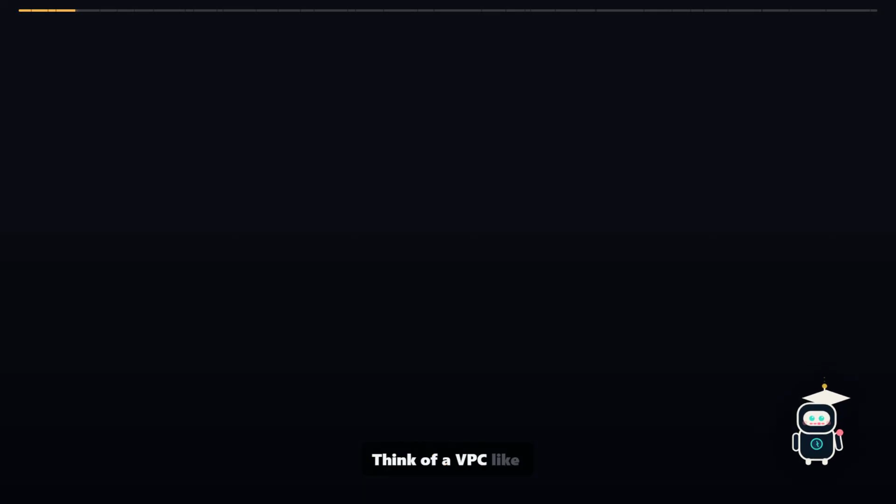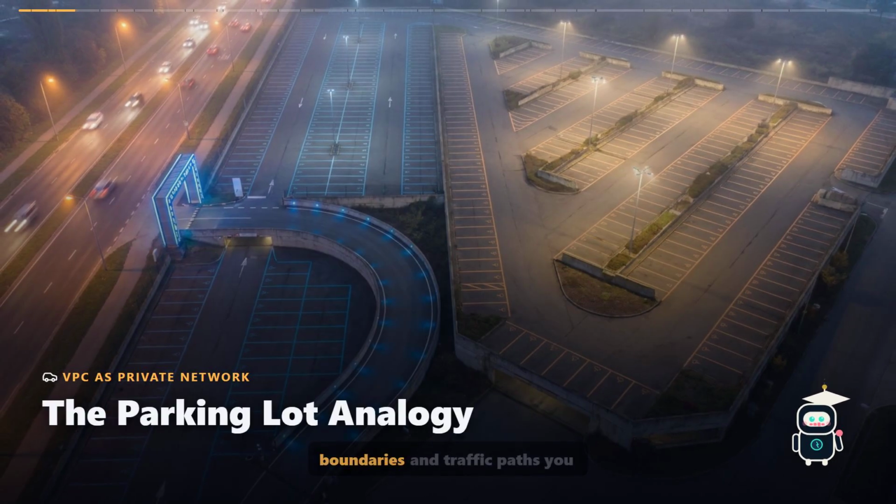Think of a VPC like a private parking lot whose boundaries and traffic paths you control. The entire parking lot represents your VPC. Inside that lot, you paint lines and divide the space into smaller sections. Those sections are your subnets. Some sections have a route that leads toward the public street. Those are like public subnets. Other sections have no direct route to the public street. Those are like private subnets.